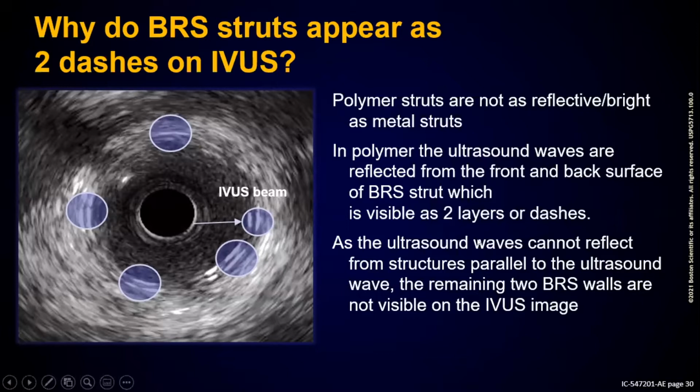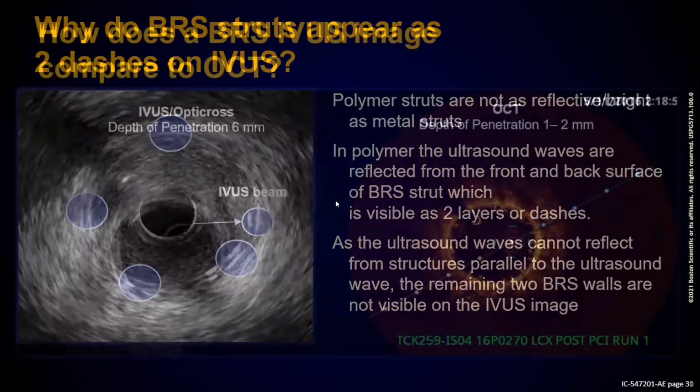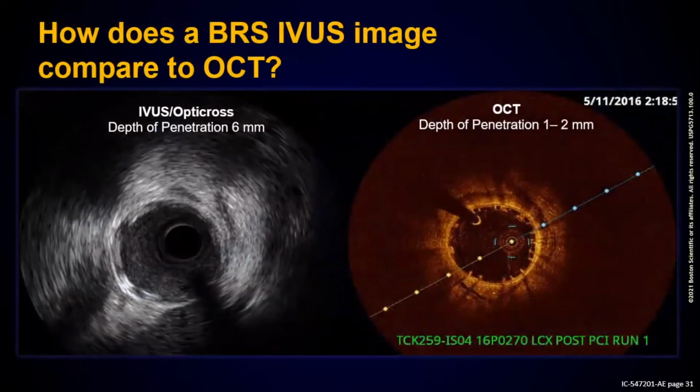And the ultrasound waves cannot reflect from structures parallel to the ultrasound wave. The remaining two BRS walls are not visible on the intravascular ultrasound imaging. As you could see, there are two struts on the IVUS beam. And this is a comparison of IVUS OptiCross, which has a depth of about 6 millimeters, compared to OCT, which has a depth of 1-2 millimeters.